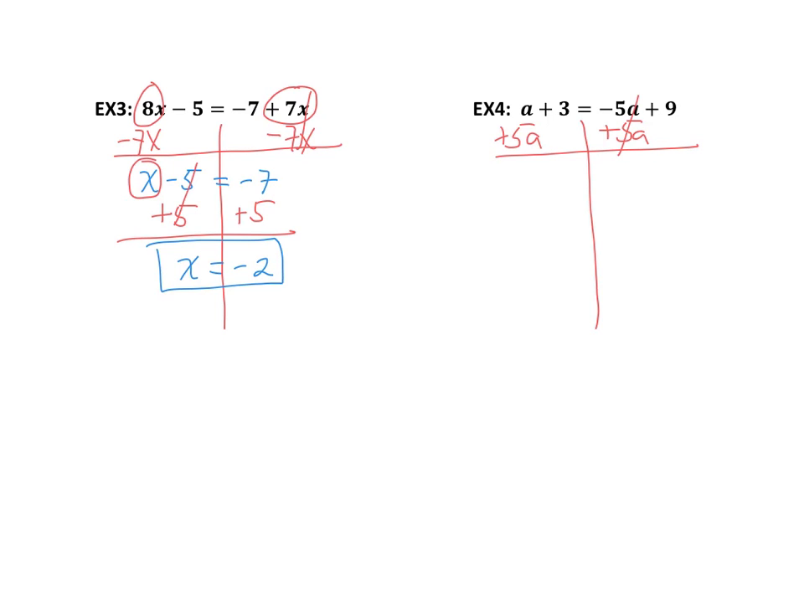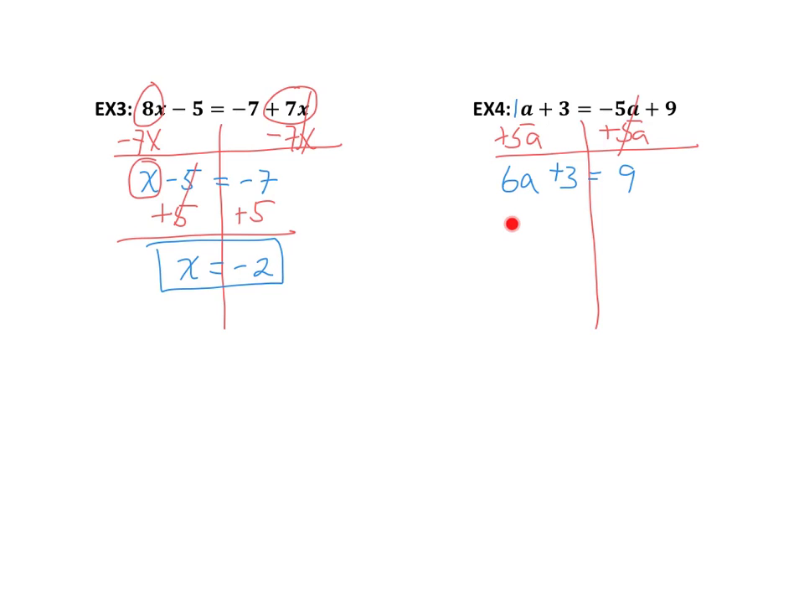The a's cancel on the right. We end up with a 1a here. You don't see the coefficient, but it's really a 1. We're going to add 1a to 5a's. That gives us a total of 6a's on the left, plus the 3, equals 9.